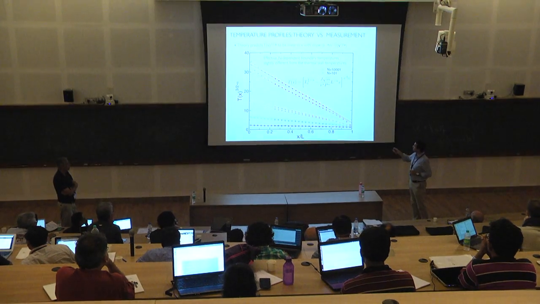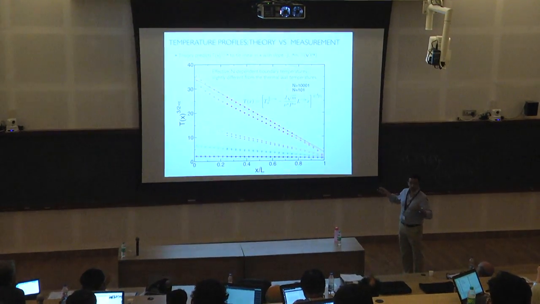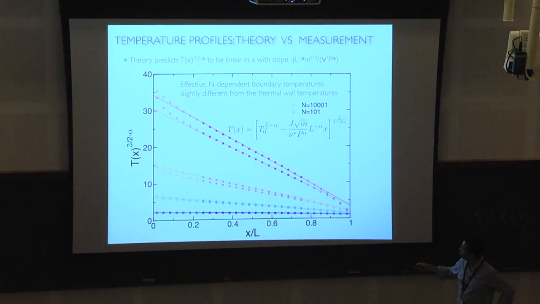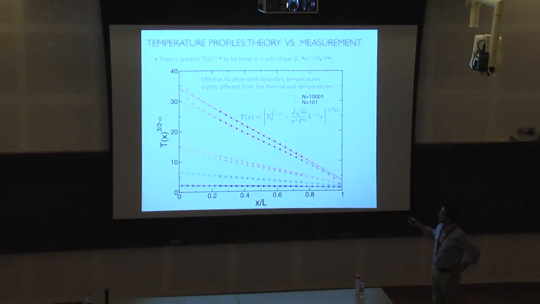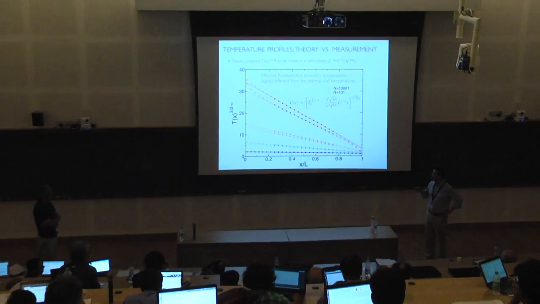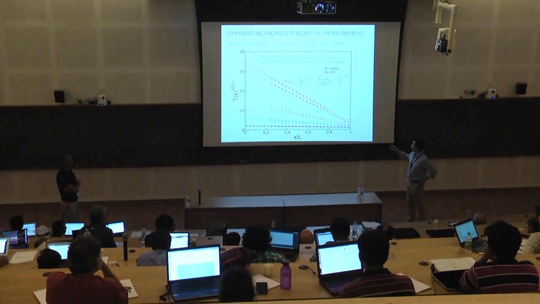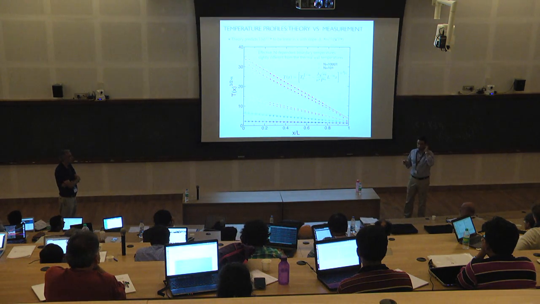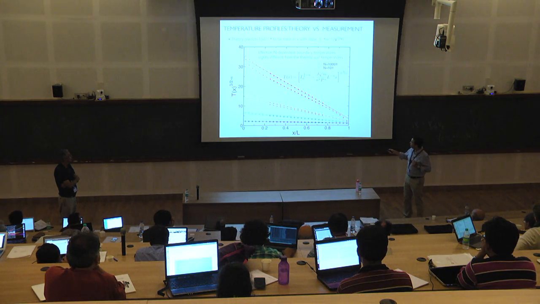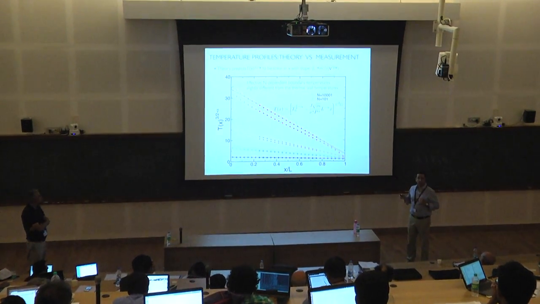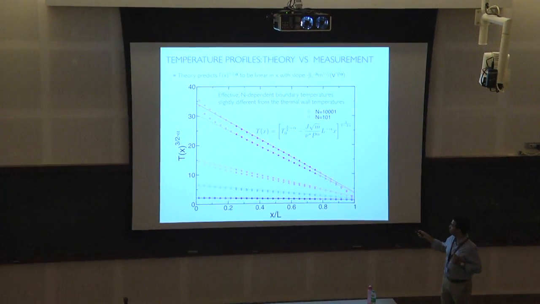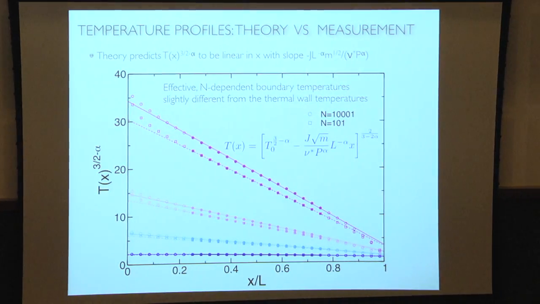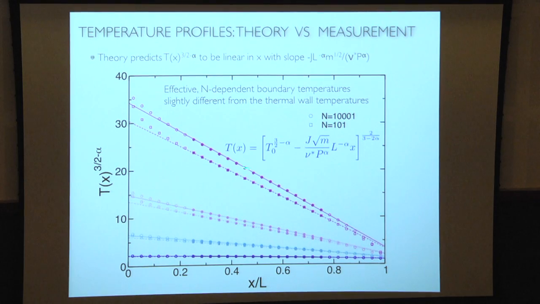You can compare the temperature profiles with the prediction, and here is where this boundary layers thing comes in. The theory predicts that T of x to the 3/2 minus alpha should be linear in x, with a slope which is given by the current over the pressure to the alpha times this number times L to the minus alpha, and you can check that prediction. We do that for all profiles for small n and big N. And in all cases, when you use the current that you measure and the pressure that you measure, all agree.